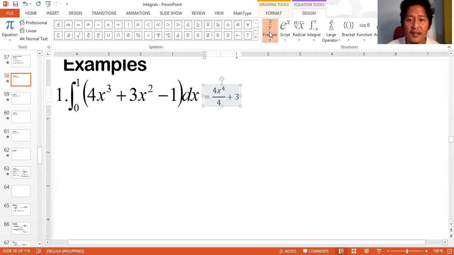Okay? And then plus 3, copy the constant. And then we have, again, x squared itong previous natin. So integral natin yung x squared. We just have to add 1 again, so this becomes 3. And then we place that exponent now in the denominator. And then minus 1. Okay, so parang minus integral of dx lang yan, so minus x na lang siya.